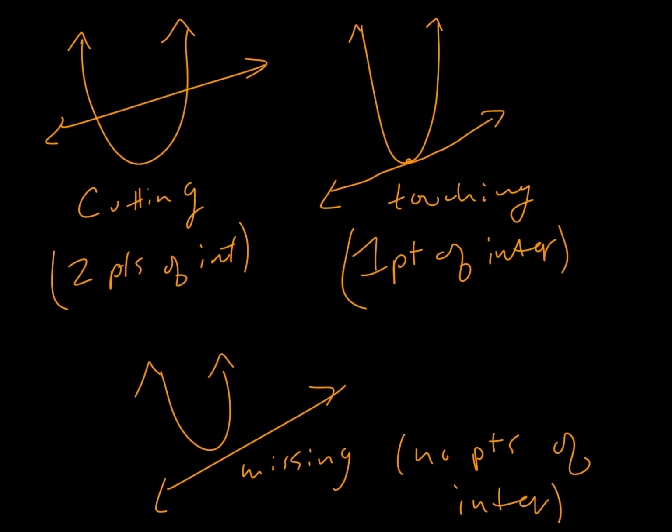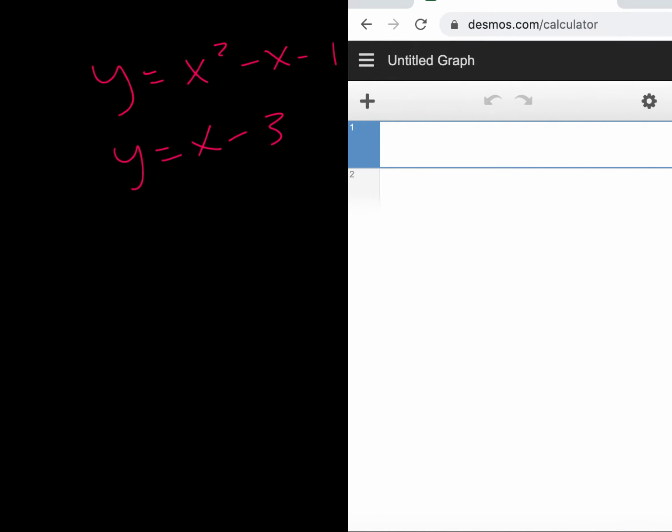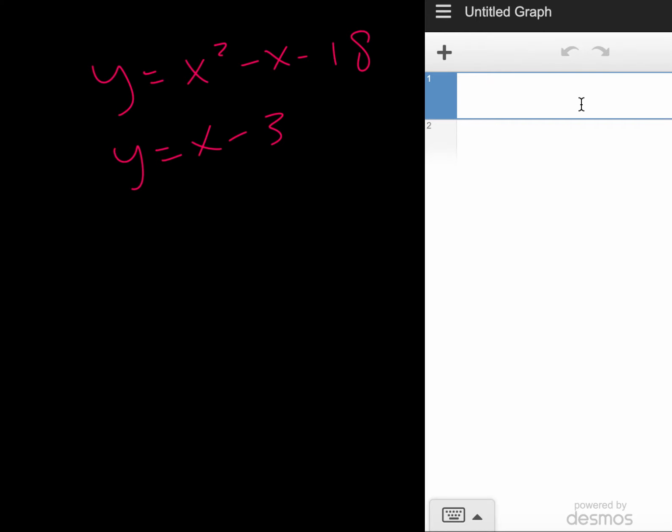And so let's just do some examples. So what we're going to do, we're going to find the coordinates of the points of intersection of the graphs, we're given these two functions. Now, I'm going to just show you on Desmos, but then I'm going to show you how to do it without a graphing calculator.